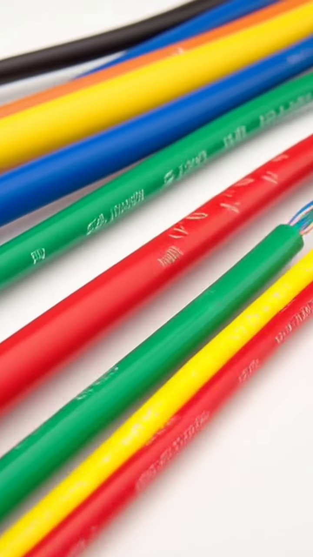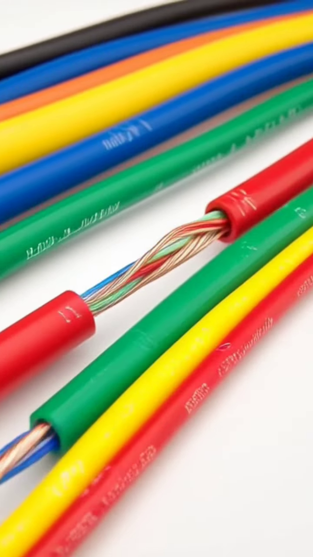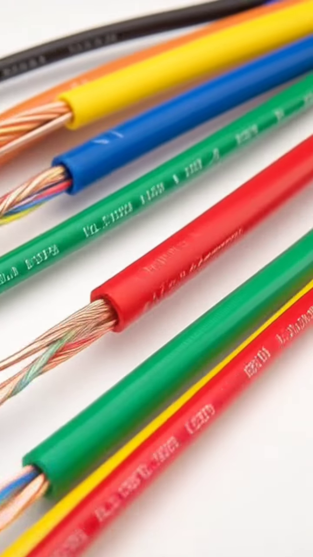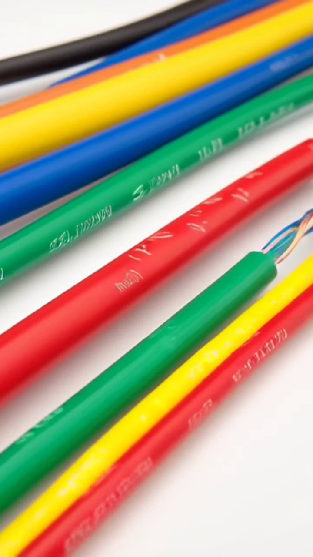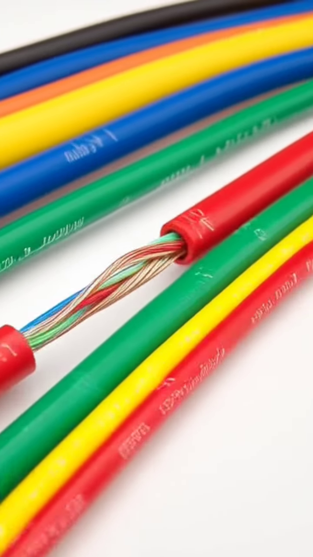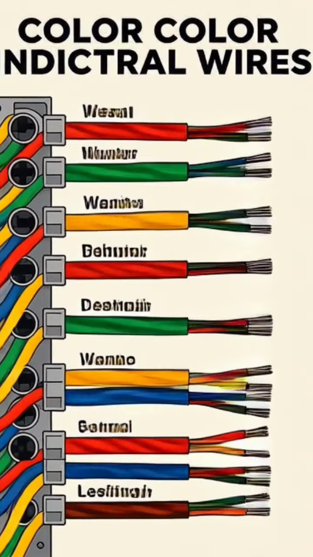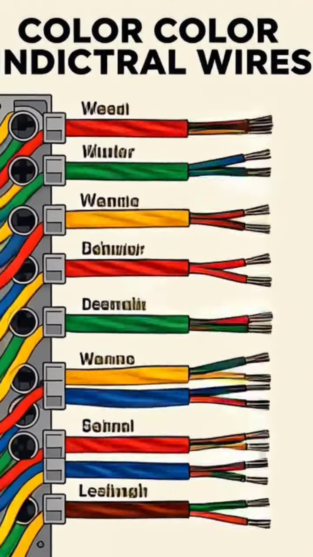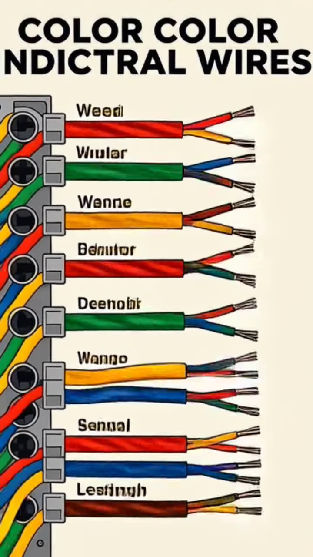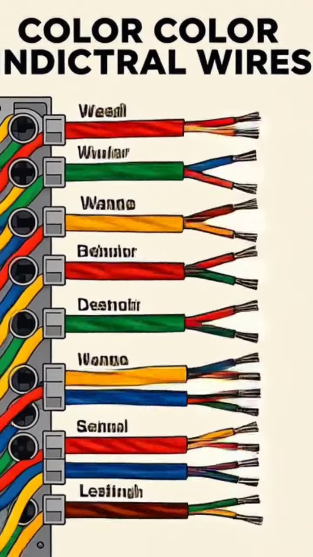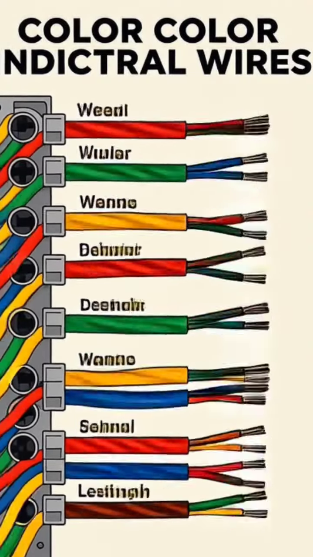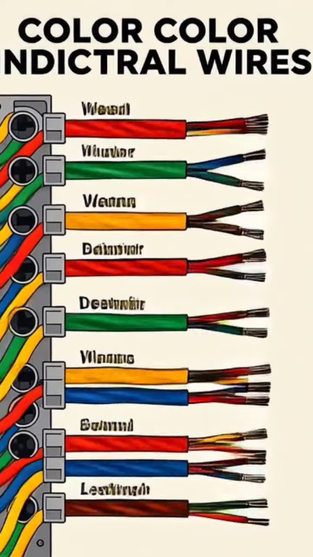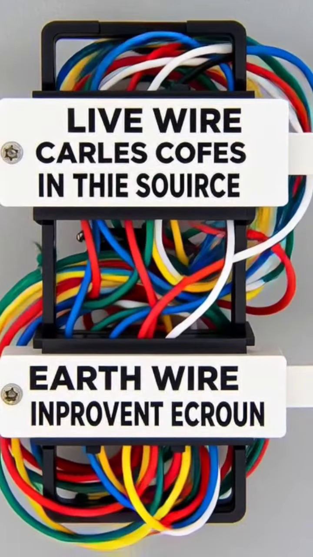Third, the size or thickness of the wire itself is another way to identify it. Thicker wires are generally used for high-power appliances or main circuits, while thinner wires are used for lighting or control circuits. Apart from these, sometimes we also identify wires based on their position in the circuit. For example, the wire going to the earth terminal of a socket is definitely the ground wire.